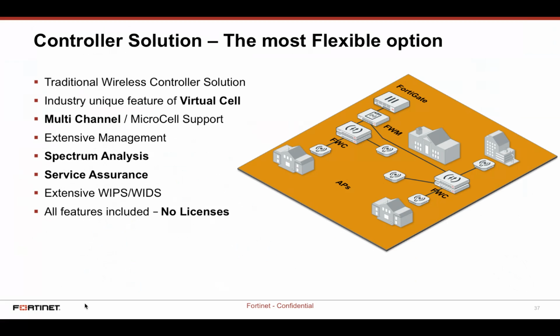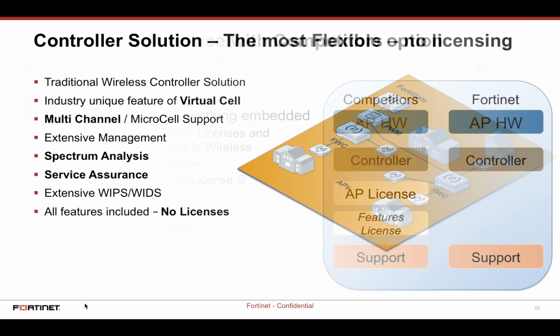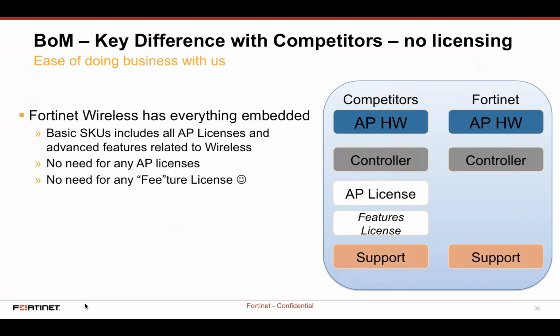Along with that, we also have built-in spectrum analysis and a unique capability with service assurance features, along with WIPS and WIDS. All these features are fully loaded on the controller, advanced features like policy enforcement, spectrum analysis, and rogue AP detection. Even these advanced features on a controller don't require any additional license. As I mentioned earlier, the number of APs supported depends on the capacity or model of the controller that you're proposing to your customer. So it's a key differentiator when you compare a Fortinet wireless BOM, a controller BOM, with the competition.